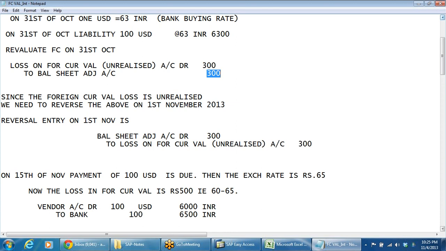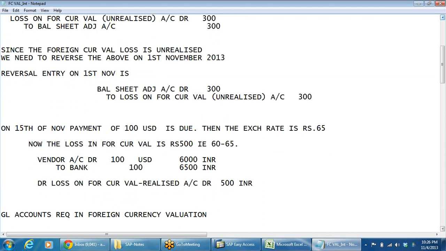On 31st of October, my unrealized loss on foreign currency valuation will be showing 300 rupees extra. That is loss. So this should be booked to the P&L account. Any loss on foreign exchange, the currency revaluation, we need to book it to the P&L account.